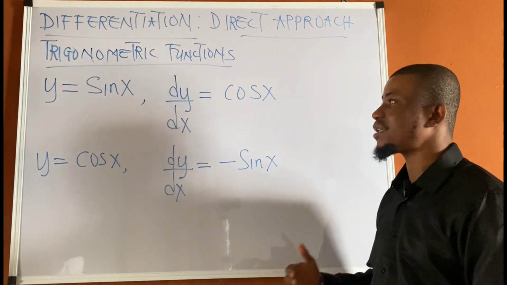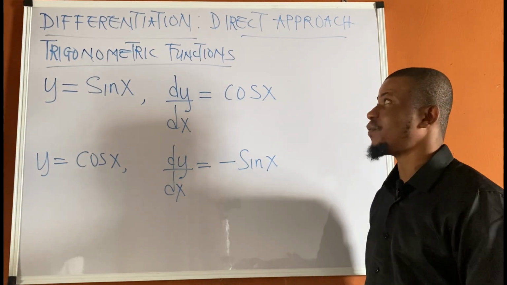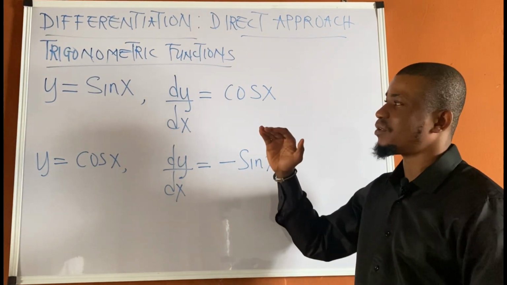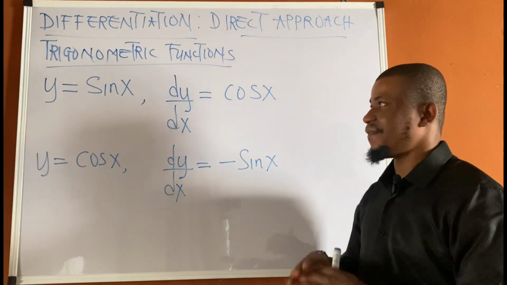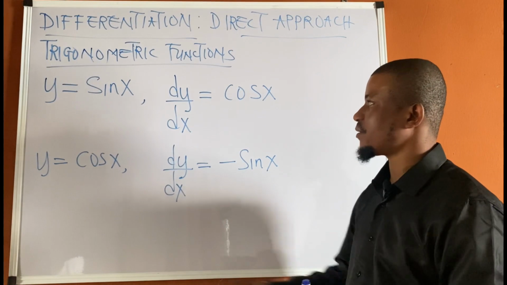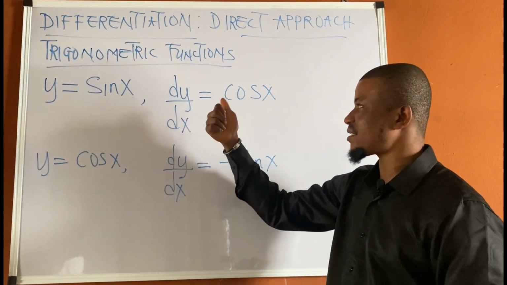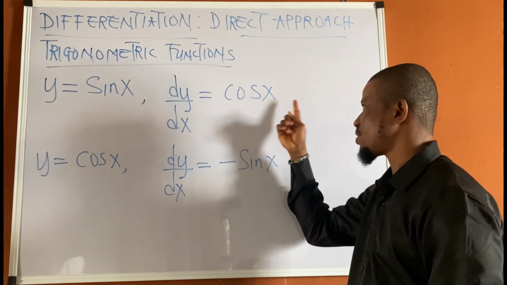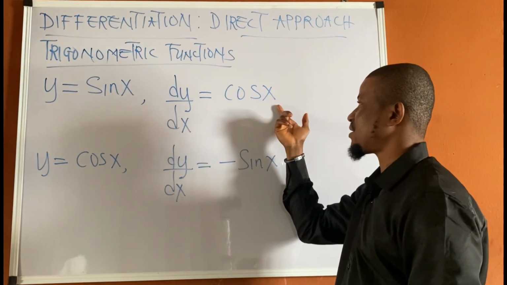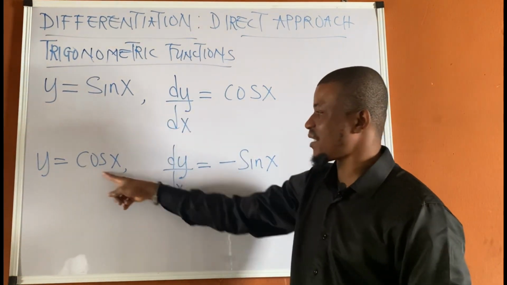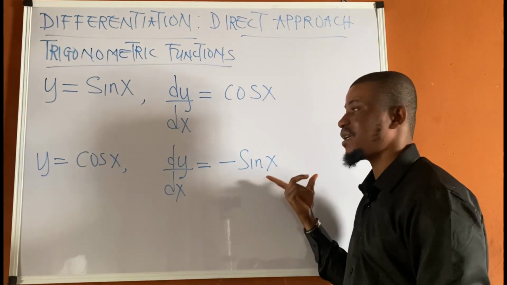Because every other trigonometric function is built on sine and cos. So the basic knowledge about trigonometric functions you should know is how to differentiate sine and cos. It's a very simple process. When you have y equal to sine x, its derivative is directly cos x. But when y is cos x, its dy/dx is minus sine x.